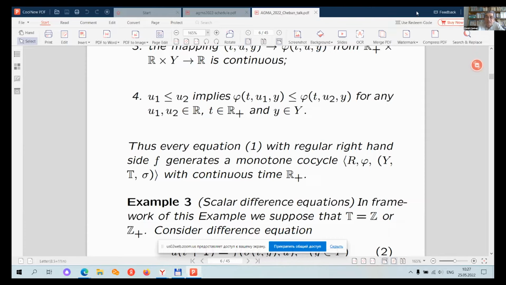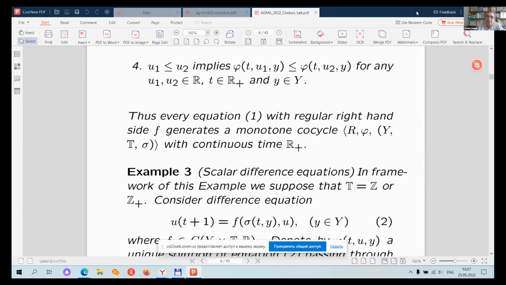If phi possesses property 4, this cocycle is called monotone. If the phase space, in our case R, is one-dimensional, then we have a one-dimensional non-autonomous dynamical system or cocycle system. I'd like to stress that here time is continuous. This means that in our case, time is the set of all real non-negative numbers, R plus.